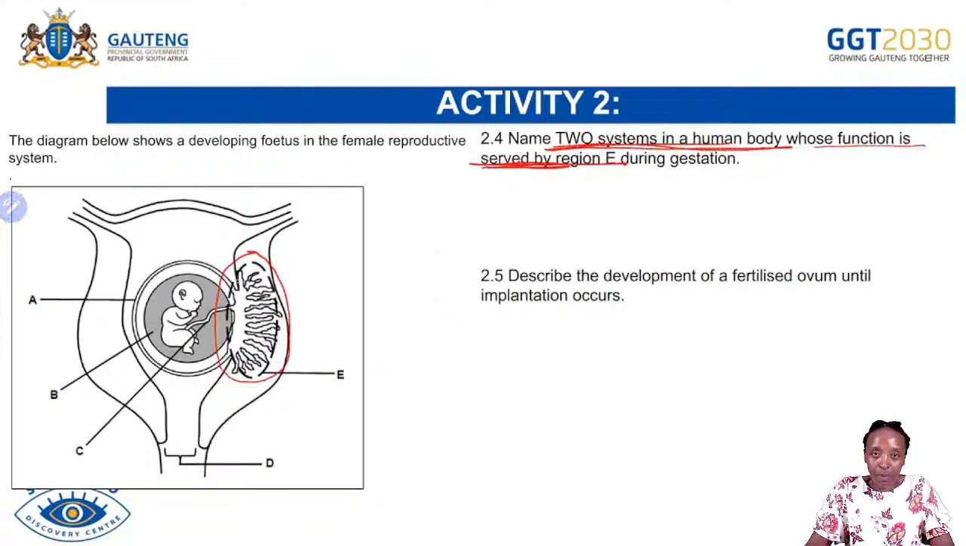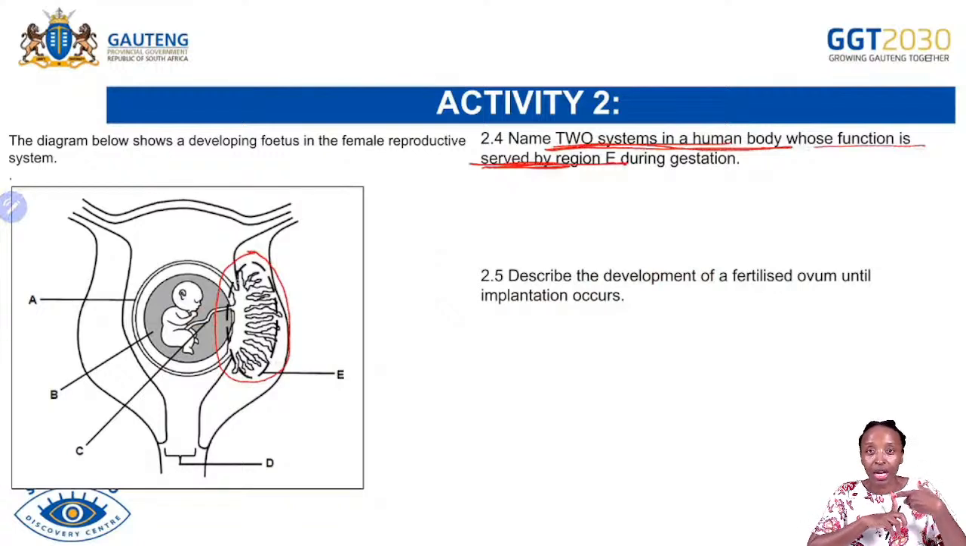It provides immunity to the developing fetus. And we also said it produces what? Hormones that will maintain pregnancy. So what systems have I mentioned? I've mentioned gaseous exchange. So we're looking at the gaseous exchange system, the breathing system. We talked about nutrition. So we are looking at the digestive system. We spoke about hormones. Then we are looking at the endocrine system.